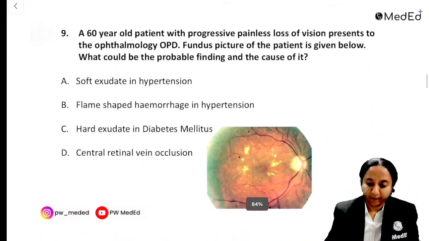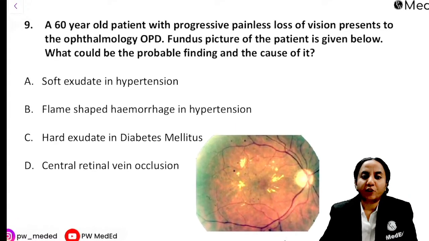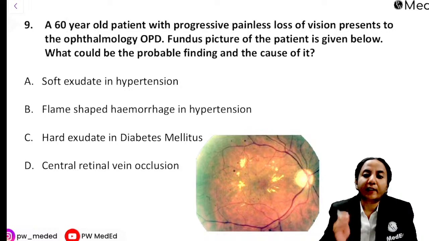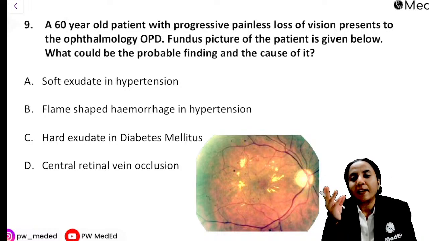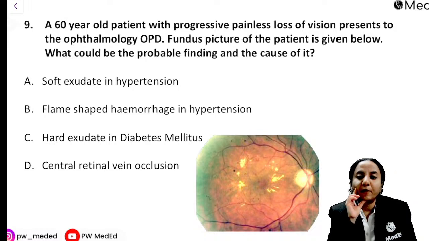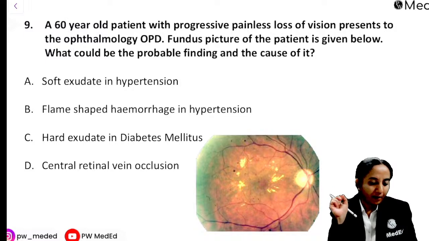Chalo, look at this question. A 60-year-old patient with progressive painless loss of vision presents to the ophthalmology OPD, and this is the fundus picture. What could be the probable finding and cause? This is completely an image-based question, so here we have to look at the image. Otherwise I keep telling you not to look at the image, read the question. But here, what will be our answer? I'll wait for a few people to answer, and then I'll tell you why this is the answer, and how to look at similar images.